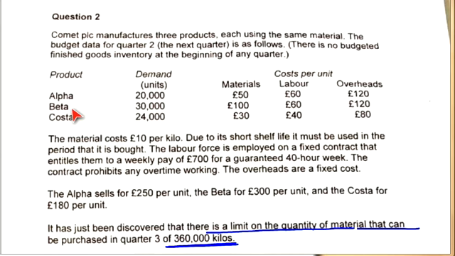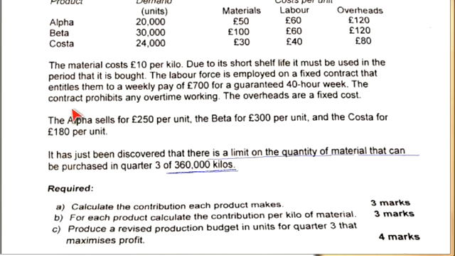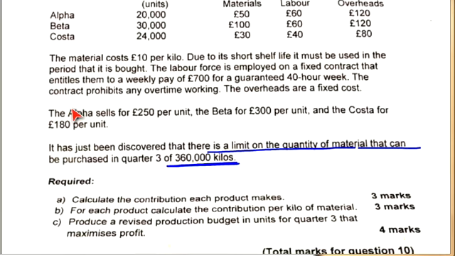But what is the question saying? Here are my three questions for 10 marks. Number A, calculate the contribution each product makes. That's pretty straightforward. Number B, for each product, calculate the contribution per kilo of material. Again, that's pretty straightforward. Then number C is produce a revised production budget in units for quarter 3 that maximizes profit. So let me start by doing number A first.